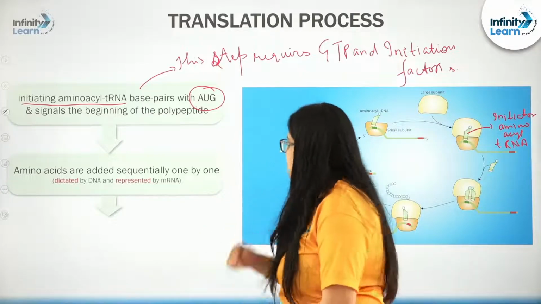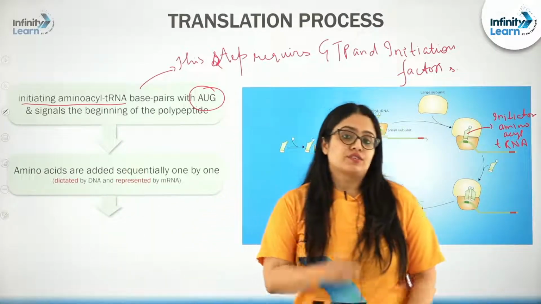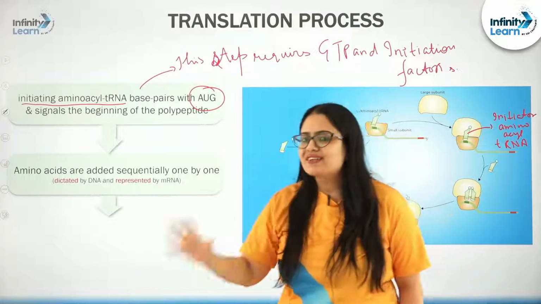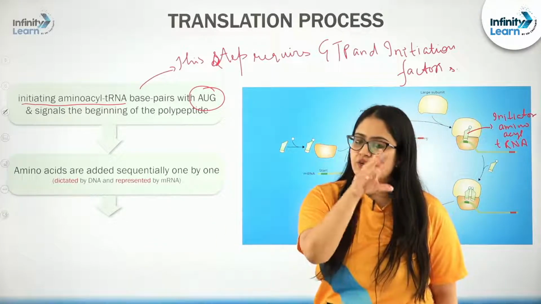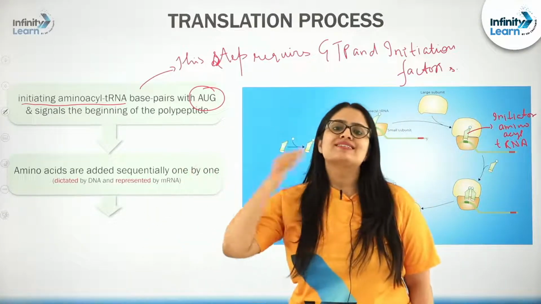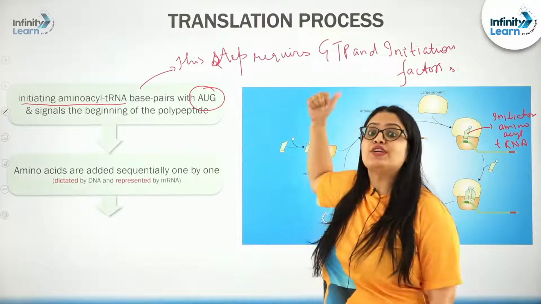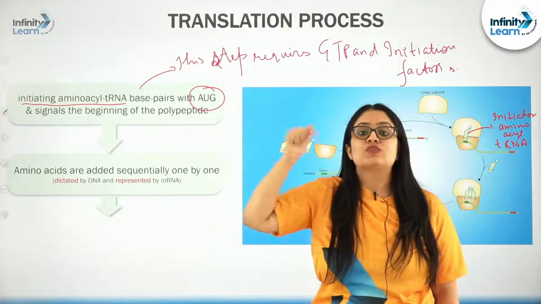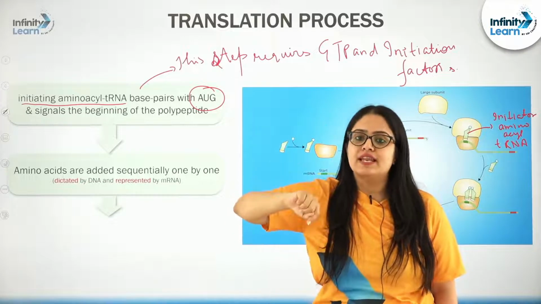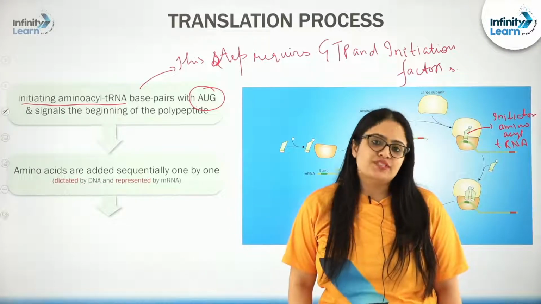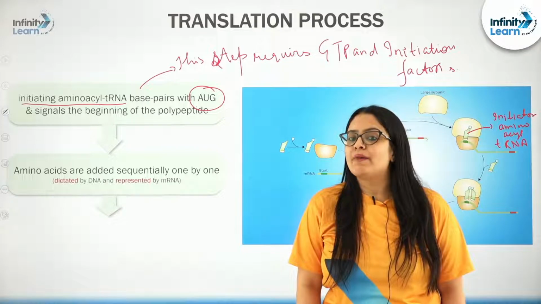See, the next point is very important: which amino acid, in what sequence and order, will come during the formation of the polypeptide chain, that is dictated by the DNA, and it is executed by or represented by the mRNA.